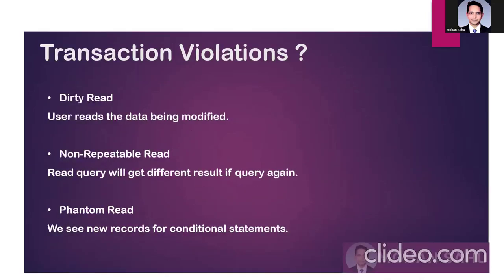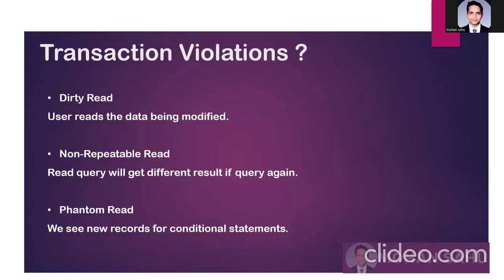Just to repeat the concept of transaction violations. What are transaction violations? When a transaction doesn't adhere to the ACID properties, that is called a violation. And if a violation happens, it will lead to database corruption or data inconsistency. There are mainly three types of violations. One is dirty read, second is non-repeatable read, third is phantom read.